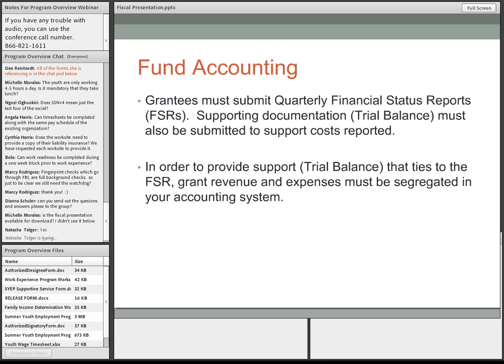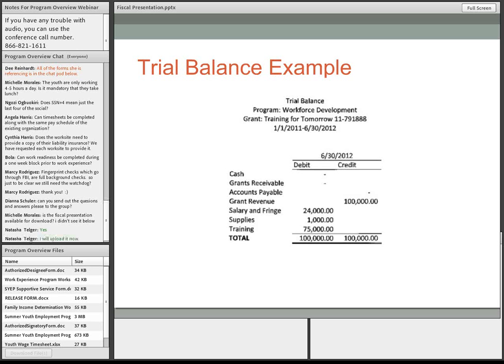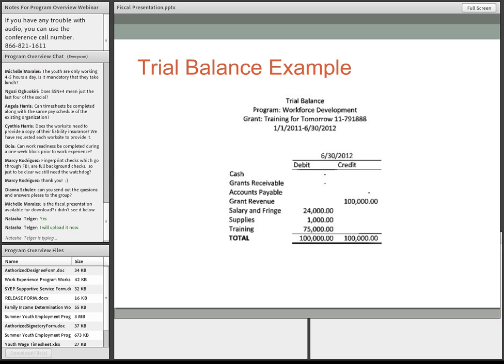We have to have that segregated so we can identify those particular items when we are looking at this and monitoring. Here's just a really brief, small example of what a trial balance may look like for an organization, that defines what kind of expenditures they have and the revenues that they would have for one of their grants, like a Training for Tomorrow grant, for instance, like this says here. Yeah, it has to be from your system. It can't be just an Excel spreadsheet. It has to be from whatever accounting system you are using.